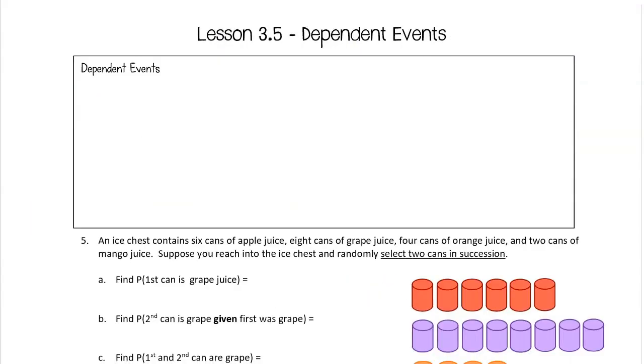Okay, we're going to go ahead and define some things and a formula, and then we'll go back and add some notation to our tree diagram. All right, first is the definition for dependent events. And this is for 2 events, A and B. The outcome of one event affects the outcome of a second event.